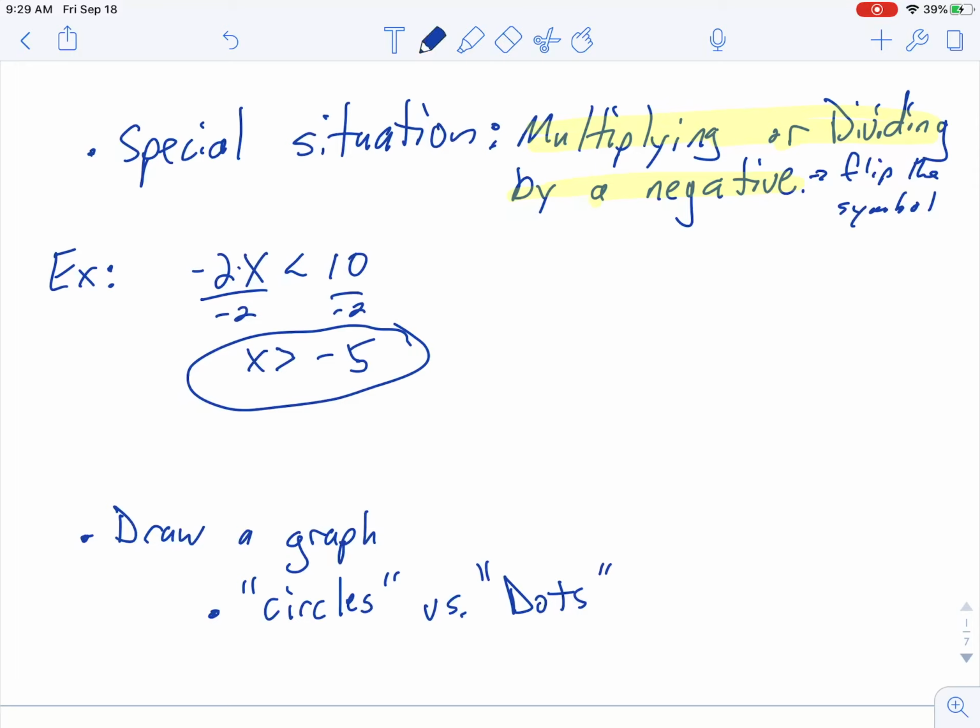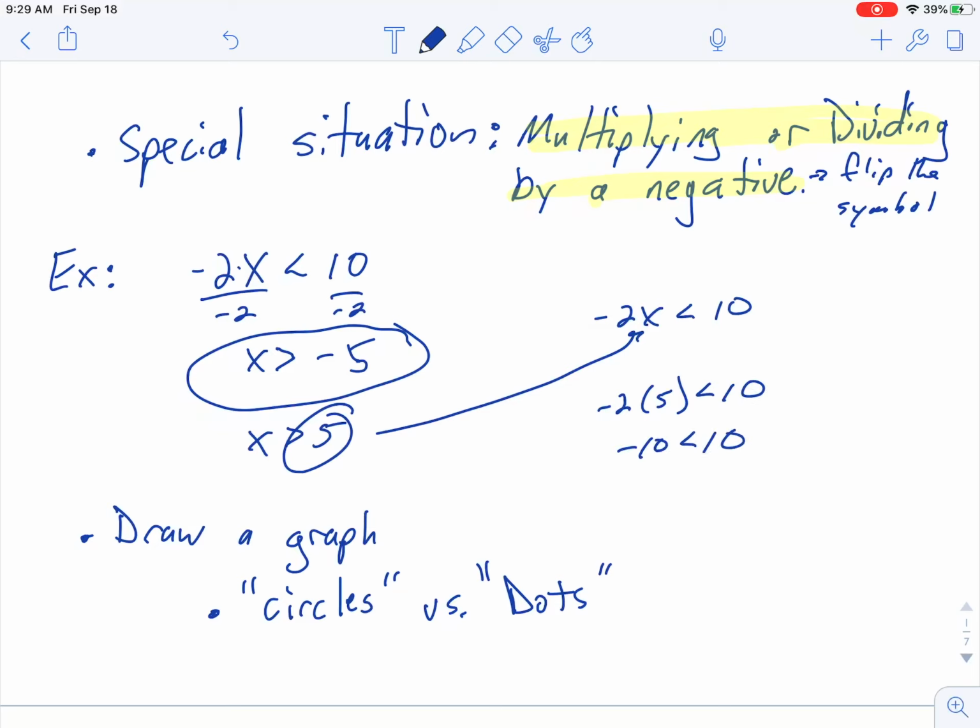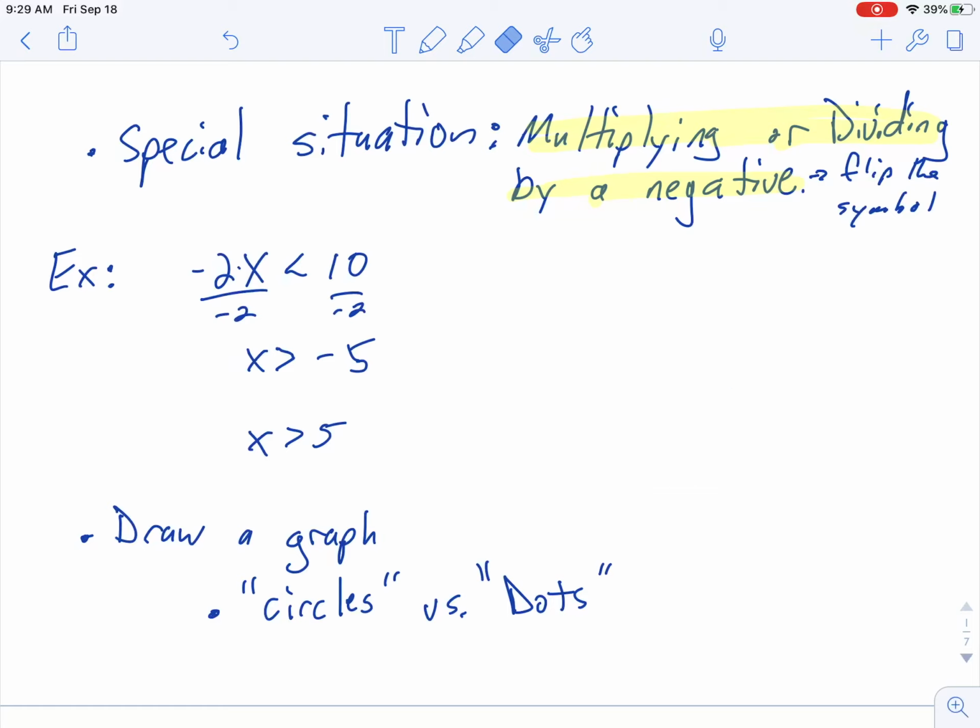But if you switch the symbol around, x is greater than negative 5. Now pick any number that's greater than negative 5. Well, how about positive 5? Positive 5 is greater than negative 5. Let's go back to the original inequality, the original problem, and plug 5 in. Negative 2 times 5 is less than 10. Negative 2 times 5 is negative 10. Is negative 10 less than 10? Yeah, it is. So that means that this is the right answer.